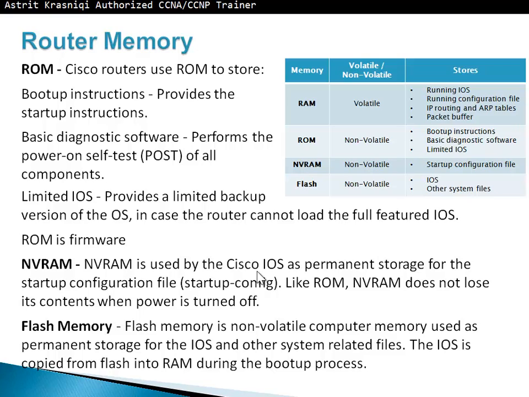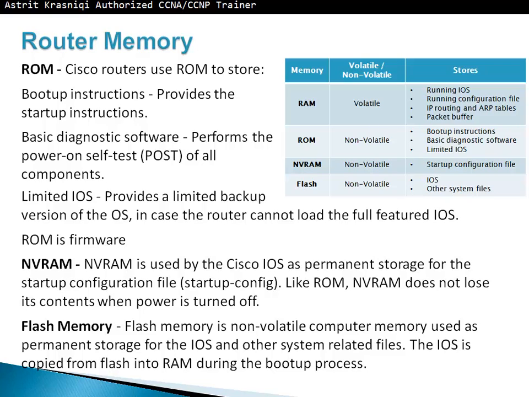And in ROM, we have a limited IOS, which provides a limited backup version of the operating system, in case the router cannot load the full-featured IOS. ROM is firmware. For example, if your operating system is corrupt, you still have a limited version of the operating system, so you can restore, troubleshoot, or install a new operating system. So ROM, think of it like a BIOS on PCs, where the BIOS is always going to be there. The instructions there are non-volatile. All the configuration there is non-volatile. It means that it will retain if there's no power.